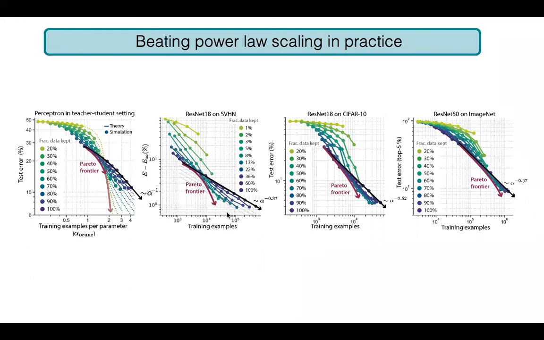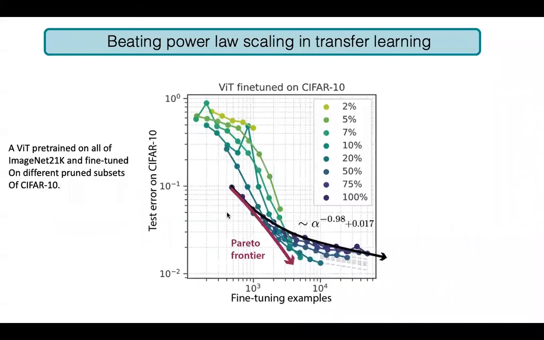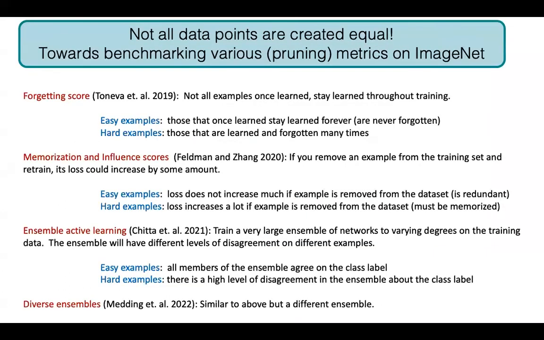Okay. So in any case, I think pruning exhibits promise. Now, we also do it in transfer learning. So you can take a vision transformer pre-trained on all of ImageNet 21K and fine-tune on different pruned subsets of CIFAR-10. And this is the number of fine-tuning examples. And we again beat power law scaling here as well. So these power laws are not an immutable law of nature in the context of machine learning. They can be changed if you do different, more intelligent things like training on curated subsets of data rather than random data.